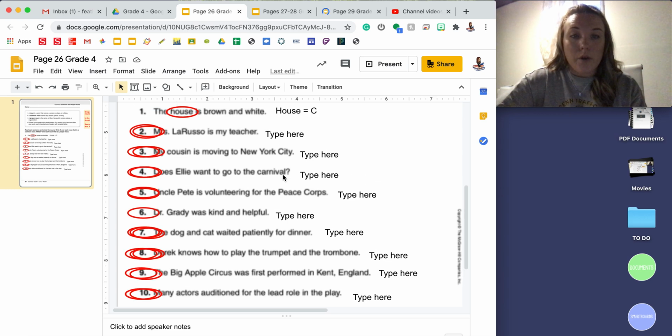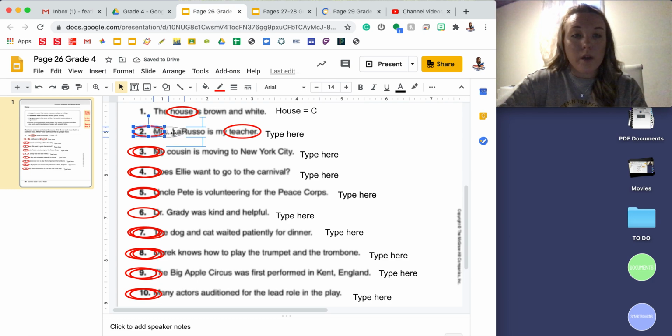Mrs. LaRusso is my teacher. This sentence has 2 nouns. So I'm going to take the circles and circle teacher because teacher is a noun. I'm going to resize it a little bit to make it cover the whole word. And Mrs. LaRusso is also a noun. So again, I'm going to make it a little bigger to cover her whole name.